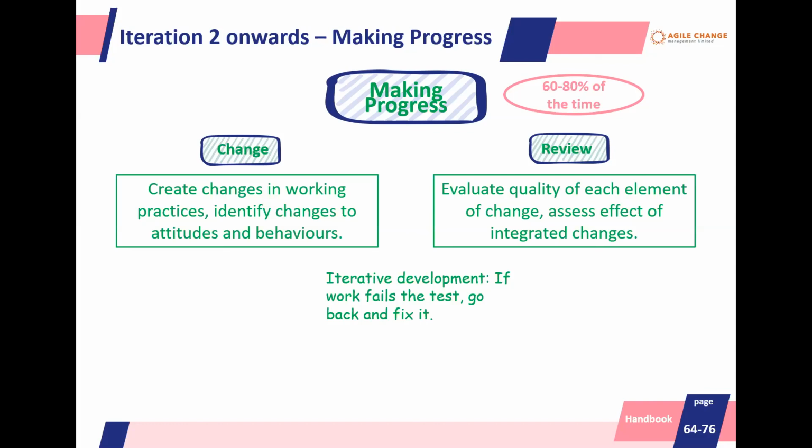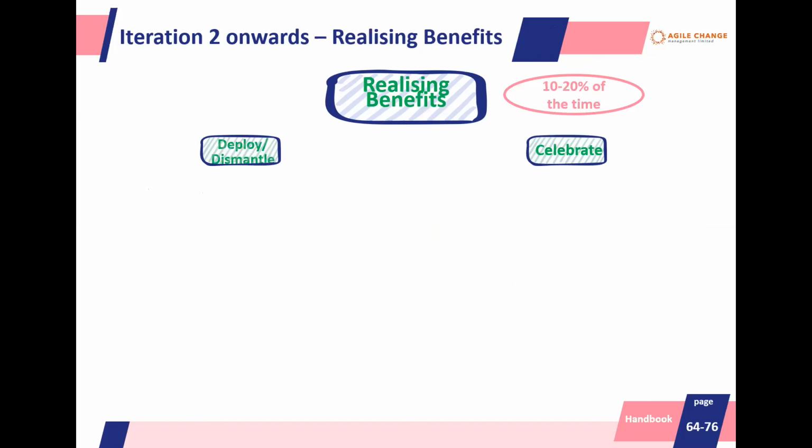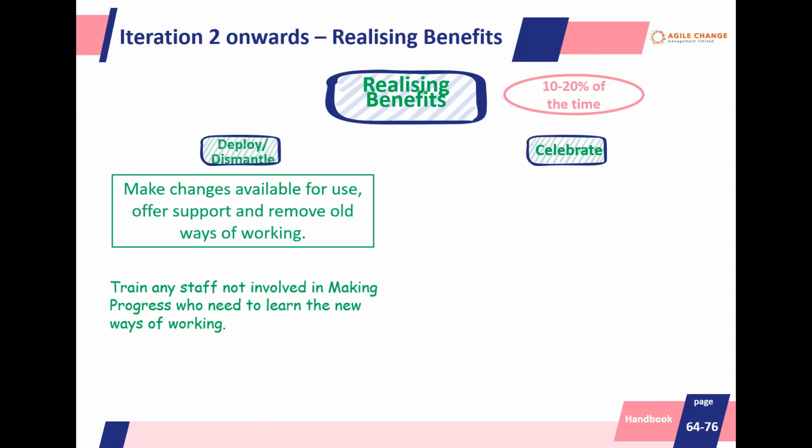So if the work fails the review, if it doesn't pass its test, we go back and fix it. Because we're coming to the end of the iteration, entering realizing benefits, we need to have work that we know has passed its test, it's reviewed, so that we can deploy it. So we make those changes available for use. We support people as they start to adopt these new ways of working.